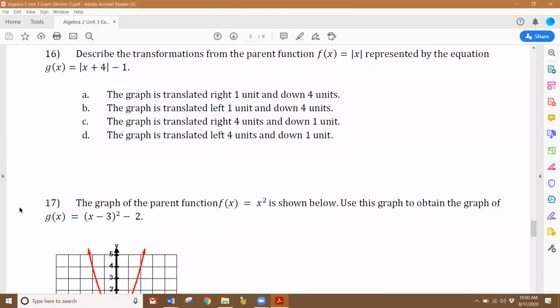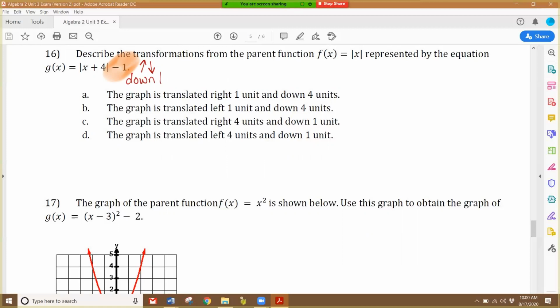Question 16, describe the transformations from the parent function f of x equals the absolute value of x, represented by the equation g of x equals the absolute value of x plus 4 minus 1. So remember, the easy one to remember, the one out at the end, tells you how far up or how far down. In this case, if it's -1, I'm moving down 1.